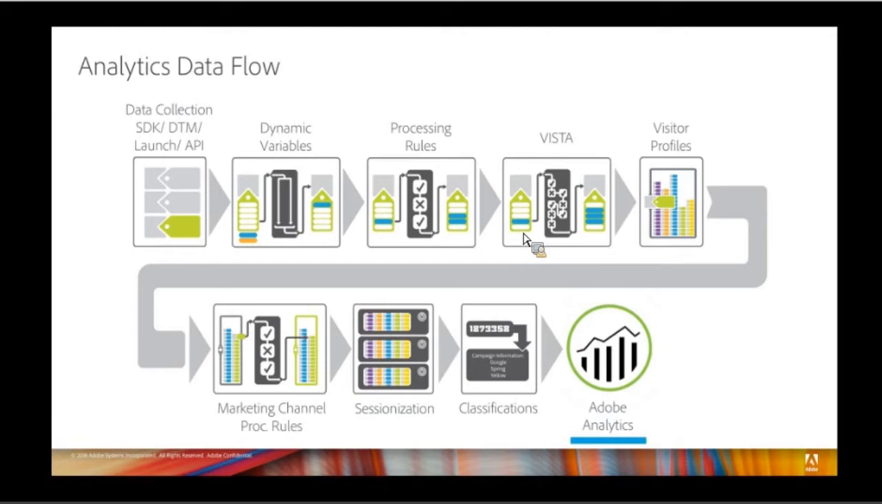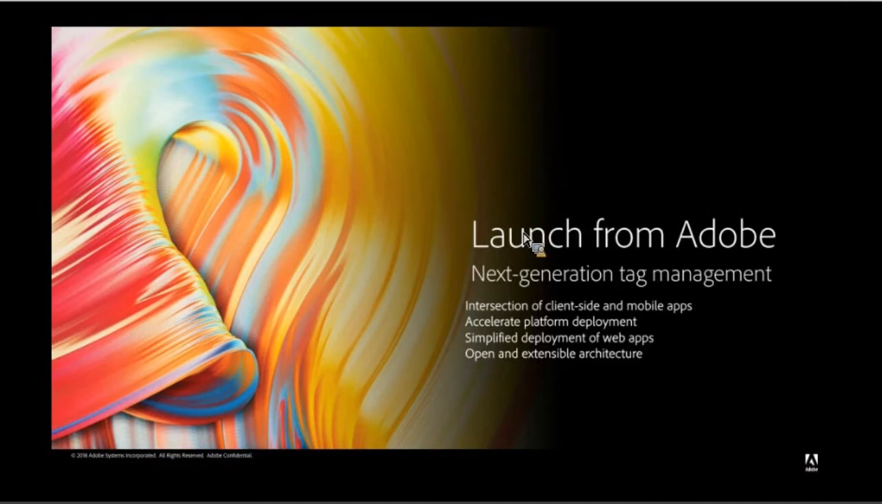Next up, the data starts to tie back to the full visitor profile, so the history of that visitor. And then we start enabling and integrating the processing rules that are associated with the channels that drove that user to interact with your app in the first place. So those marketing channels are then created and become available within the interface. And we've finally sessionized all of those visits together and apply classifications so that you can retroactively update the values and variables within your tool set and make them available within Adobe Analytics.